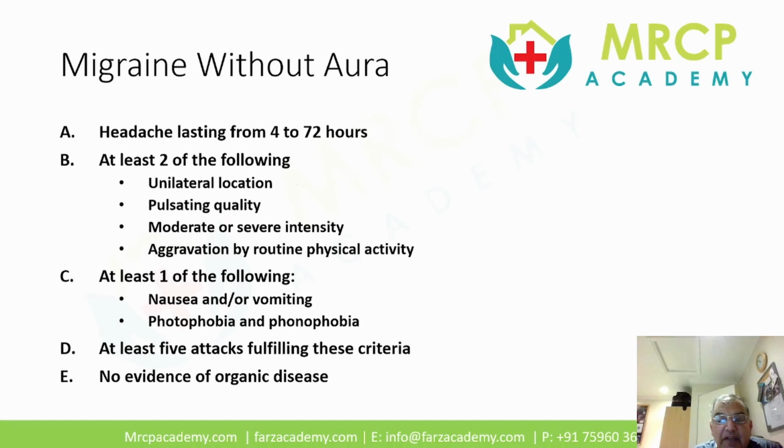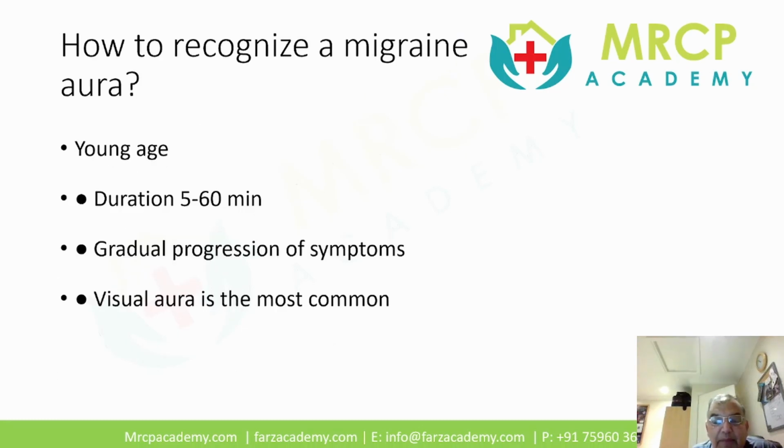The aura usually happens in younger patients. It can last from 5 minutes to about 60 minutes, usually between 20 and 30 minutes. It's a gradual progression of symptoms. It can involve taste, hearing, smell, but mostly you get visual auras where there could be dots, flashing lights, sparklers, spots in the vision, and the headache then tends to build up as the aura starts to fade.